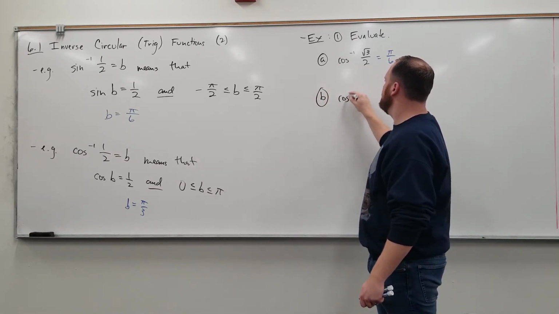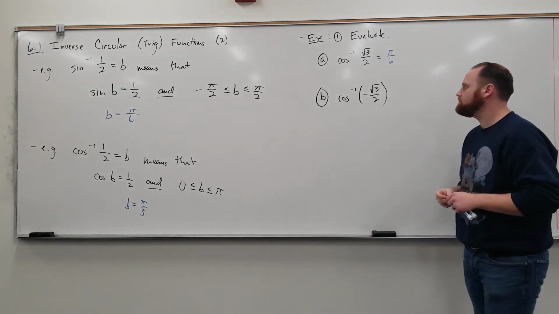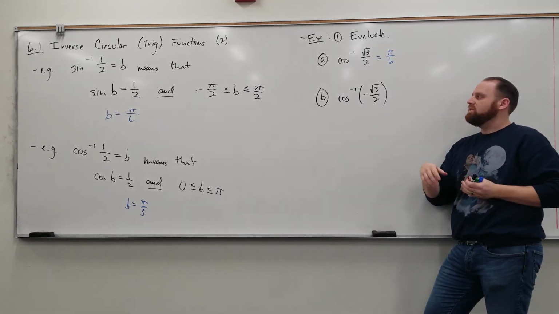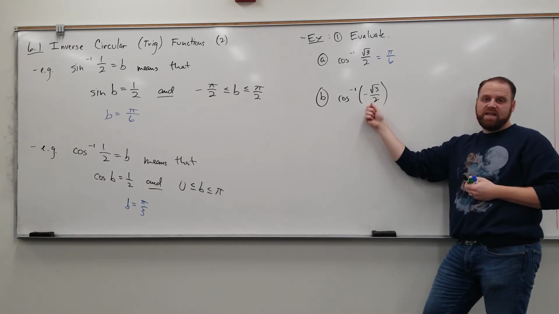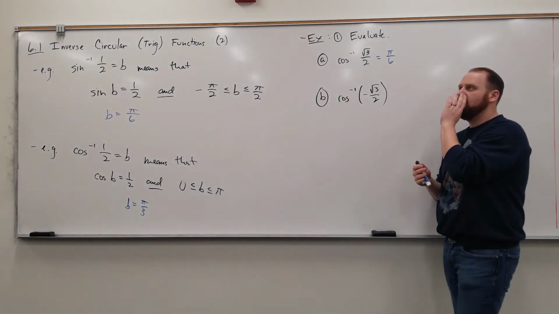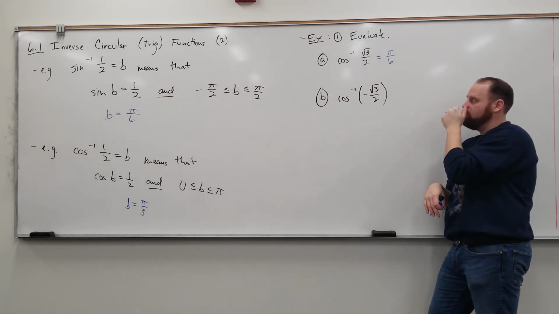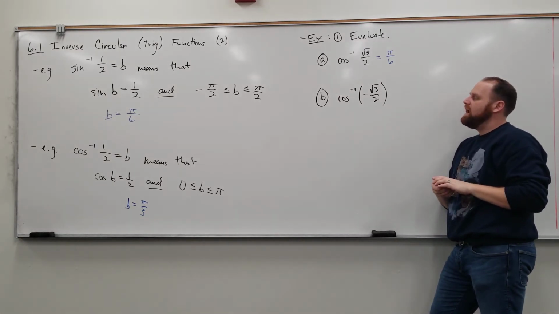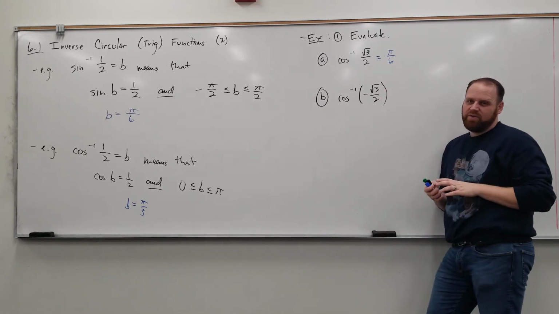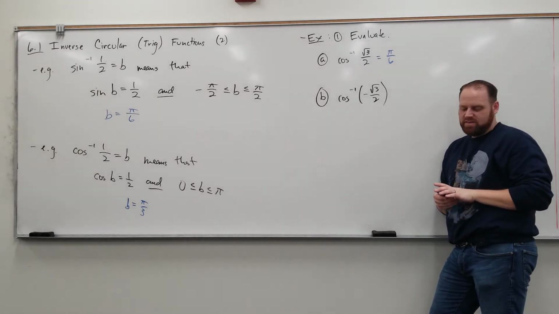Let's do cosine inverse negative root 3 over 2. So this time we're looking for an angle such that cosine of that angle is negative root 3 over 2. And again, we need for the angle to live between 0 and pi. Well, if we're getting a negative output, we must be in quadrant 2. So I'm thinking that it's the angle in quadrant 2 that has pi over 6 as a reference angle. So that would have to be 5 pi over 6.